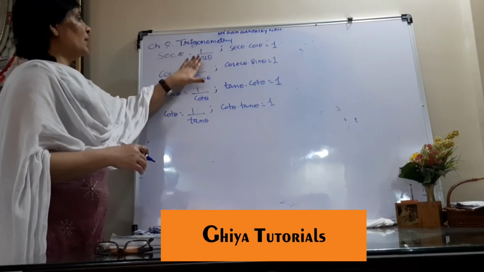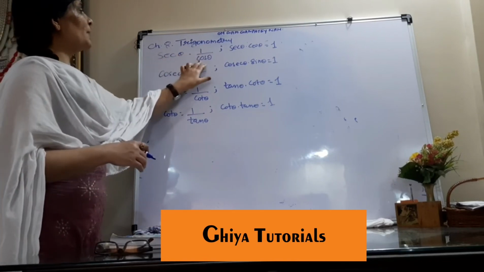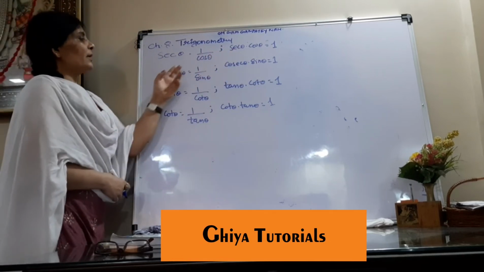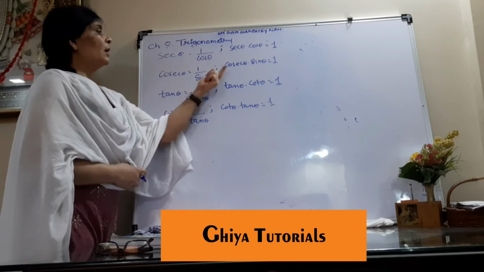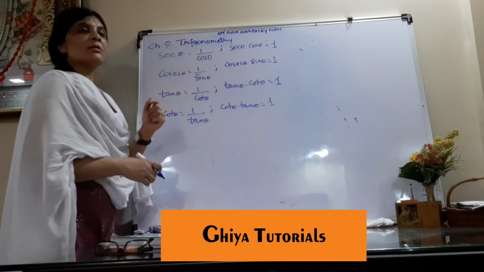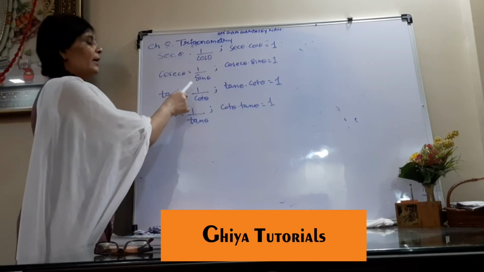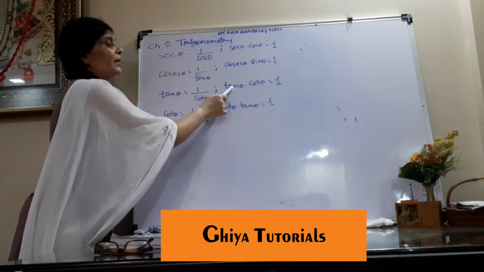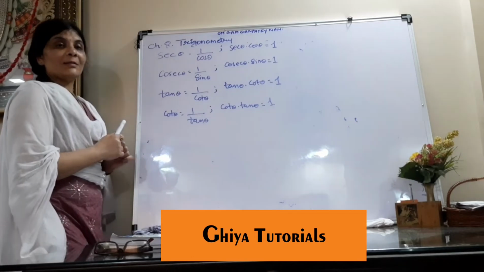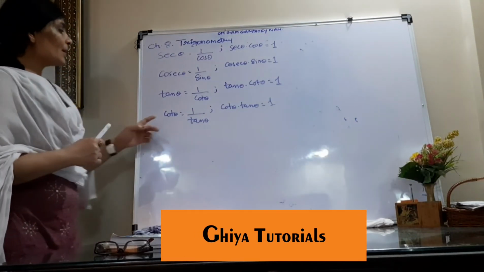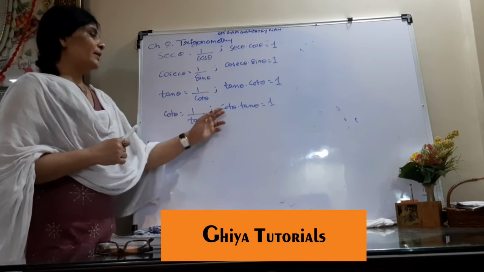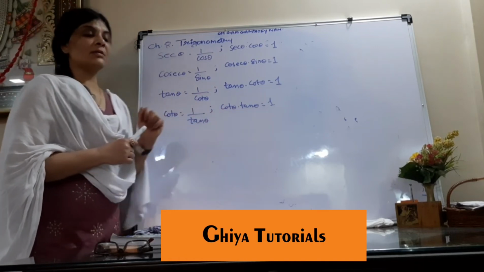Sec theta equals 1 upon cos theta. Cross multiply it, it becomes sec theta into cos theta equals 1. Cosec theta equals 1 upon sin theta, so cosec theta into sin theta equals 1. Tan theta equals 1 upon cot theta. When I cross multiply it, it becomes tan theta into cot theta equals 1. Cot theta equals 1 upon tan theta. I cross multiply it, cot theta into tan theta equals 1.